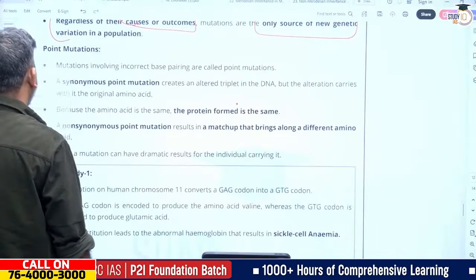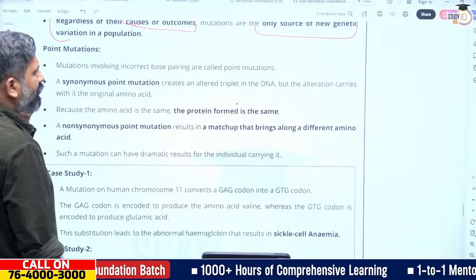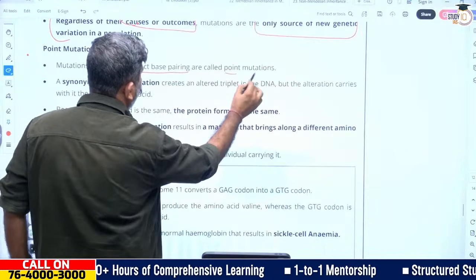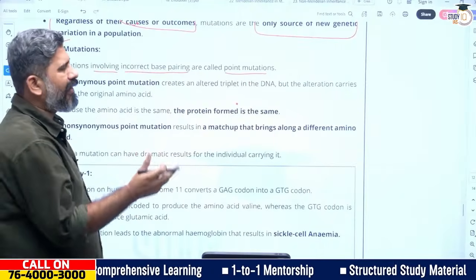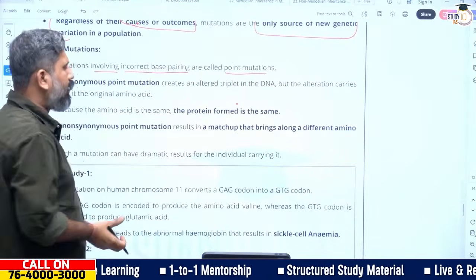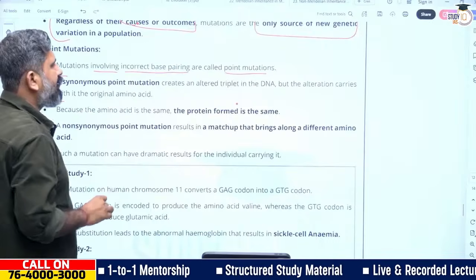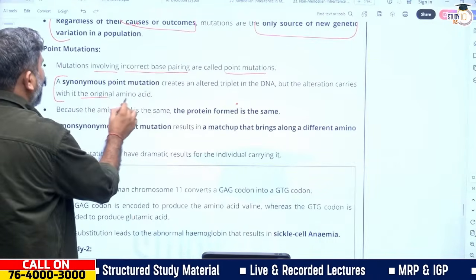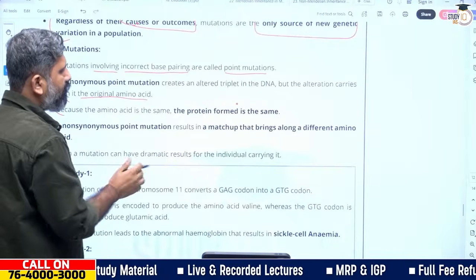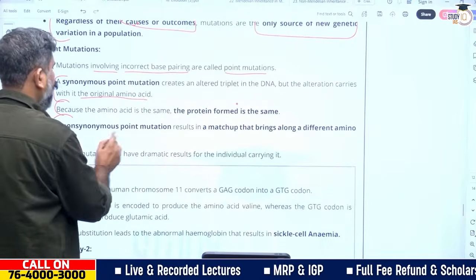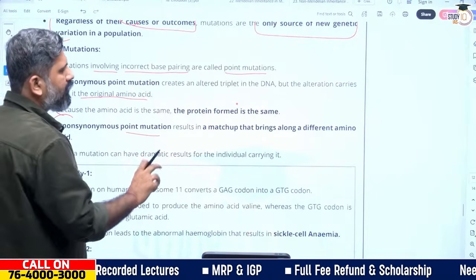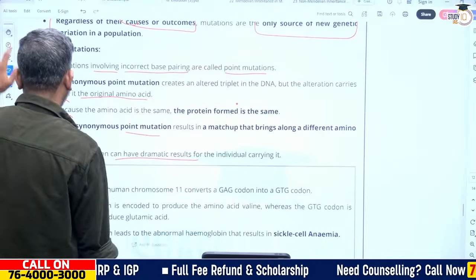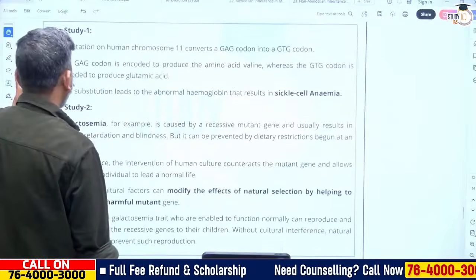Then there are different types of mutations. First one is point mutation. Okay? Not much important for us, but at least let's know it. Mutations involving incorrect base pairs are called what? Point mutations. So, मान लो AT की जगह CG आ गया, so any such kind of combination can be produced. A synonymous point mutation creates an altered triplet in the DNA, but the alteration carries with it the original amino acid. Because the amino acid is the same, the protein formed is the same. A non-synonymous point mutation results in a mismatch that brings along a different amino acid. Such a mutation can have what? Dramatic results for the individual carrying it. For example, we have certain case studies here.